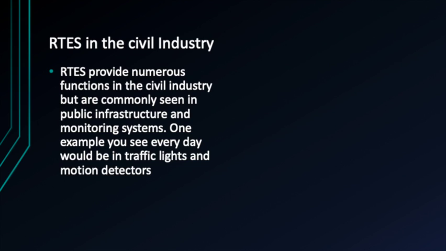So now the final industry I'm going to talk about will be the civil industry. Real-time embedded systems we've talked about are in numerous places. They are in your household items, traffic management, etc. Where you most commonly see these would be public infrastructure and monitoring systems. And the example I'm going to use is traffic lights and motion detectors.